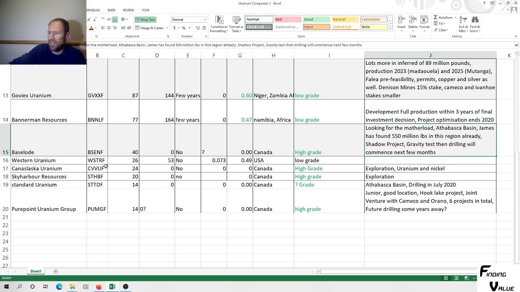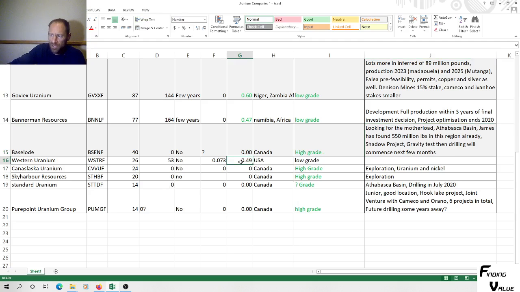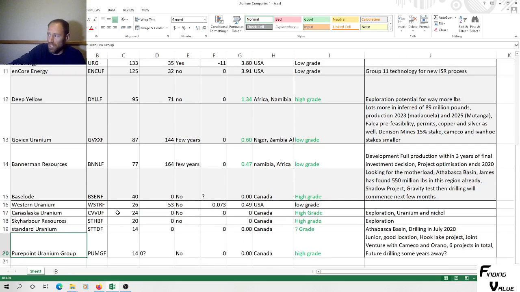And then we've got Western Uranium. I don't know too much about it, but a lot of people ask, and that's cheap at 49 cents a pound. I know they had some permitting issues. Maybe that all got resolved. Maybe it's decent to look into now. And then we've got some other exploration companies: CanAlaska, Sky Harbour, Standard Uranium, Purepoint Uranium Group.